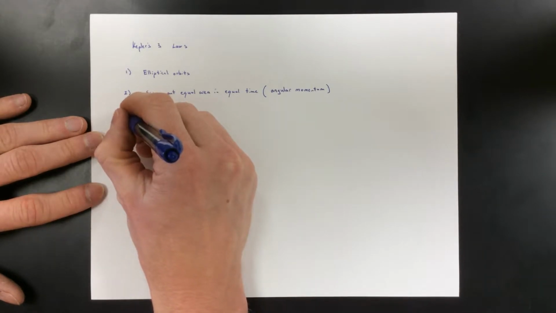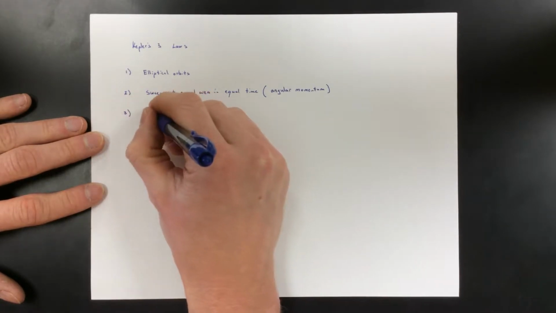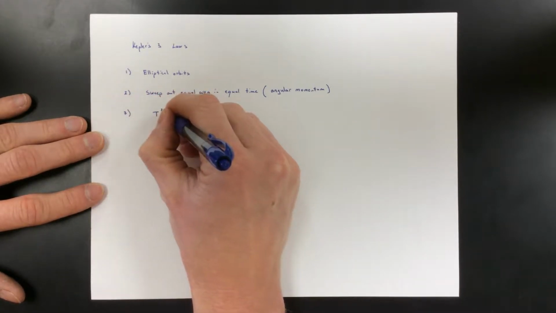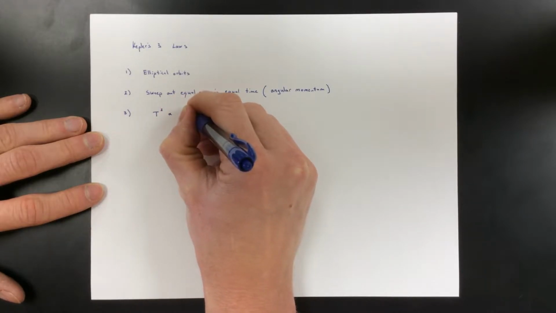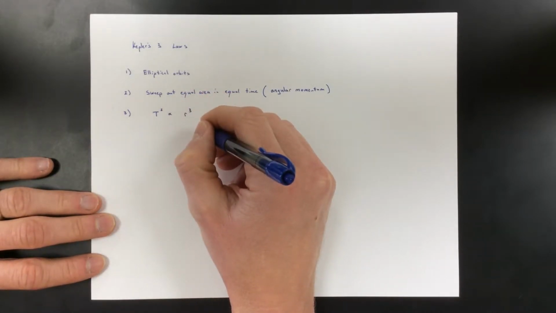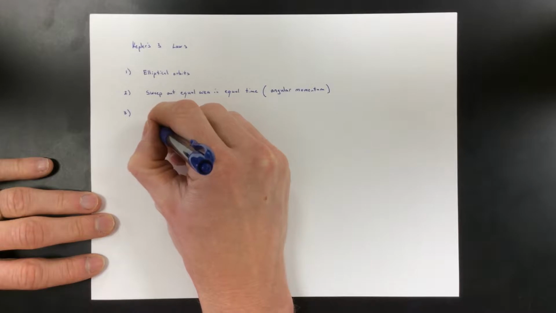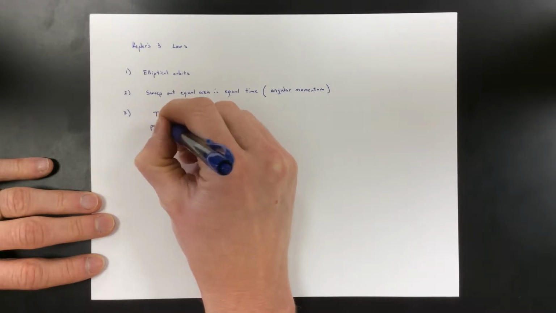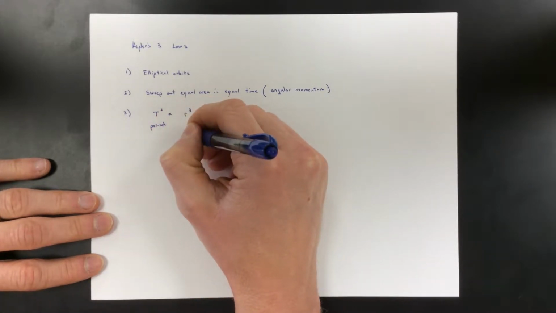And then the third law is that the period is proportional to r cubed, and then we'll actually prove that. Again, this is the period, and this is the radius of the orbit.